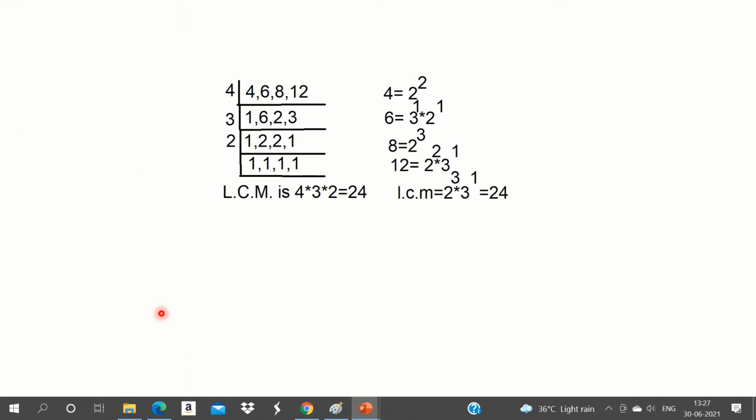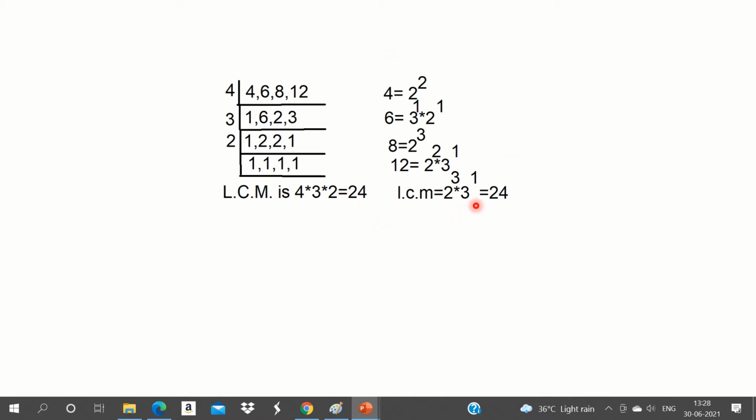Here is the method you follow in school to find the LCM. 4, 6, 8, 12. So you divide with 4. You get 4 ones, 4 threes. You divide with 3. You get 3 twos, 3 ones. You divide with 2. You get all ones. Take the product of these three. You get 24. This is the division method of LCM.